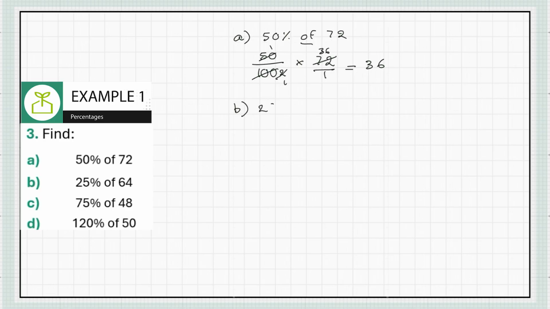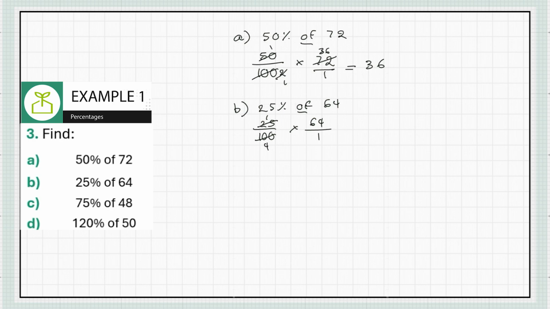Alright, for B we have 25% of 64. Again, 25% is 25 out of 100, and of becomes multiply, and 64 can be 64 over 1. Right, let's simplify our percentage fraction. They're both divisible by 25, so 25 divided by 25 is 1, and 100 divided by 25 is 4.